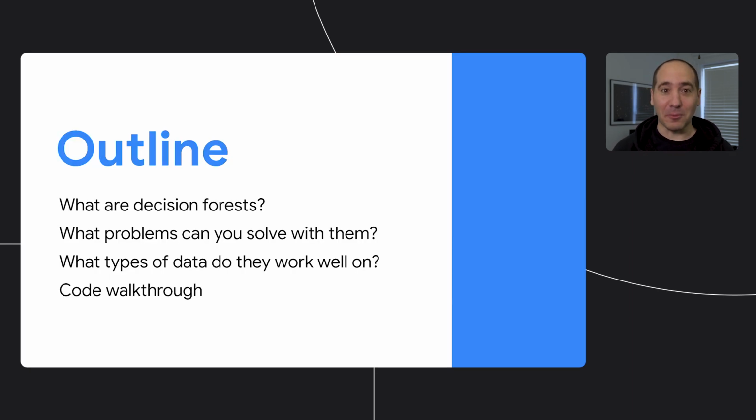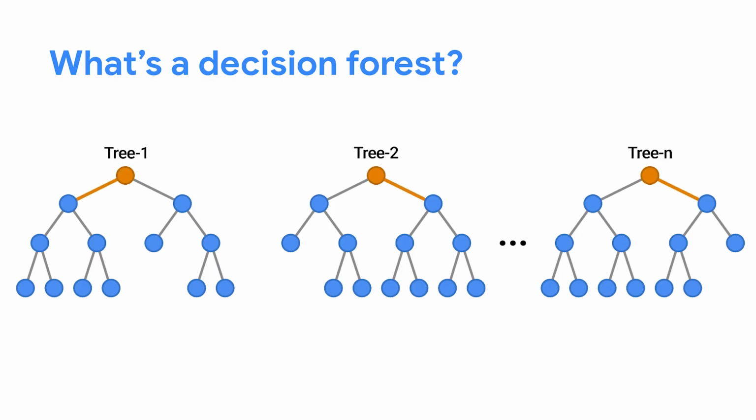Here's a quick outline of what we'll cover. I'll briefly introduce decision forests, and then I'll talk about the types of problems you can solve with them and the kinds of data they work best with. Then Mathieu will walk you through a code example, and I think you'll be happy to see it's just a couple of lines.